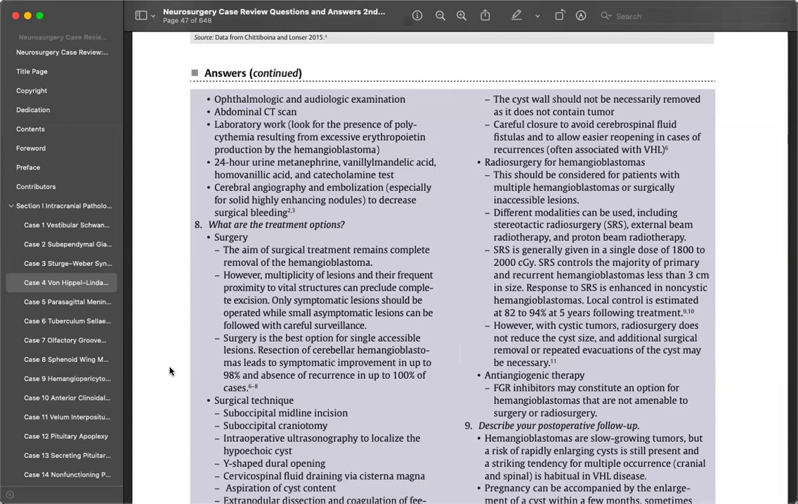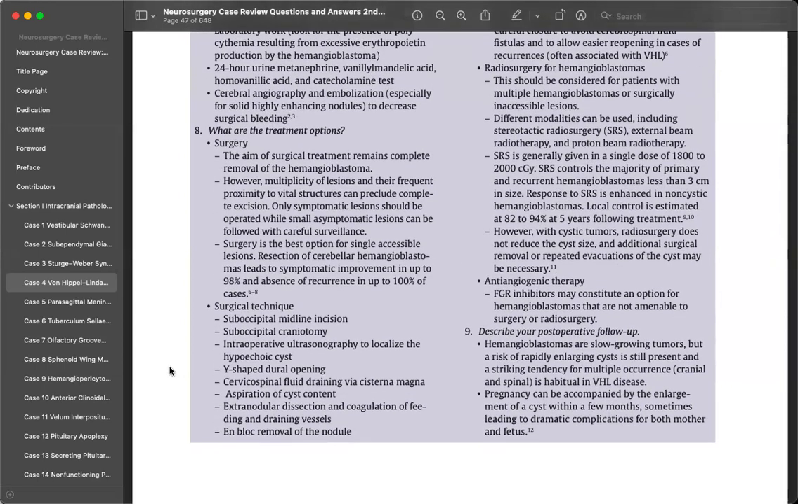All right. So the next is describe your post-operative follow-up. Hemangioblastomas are slow-growing tumors, but the cysts can rapidly enlarge, as we discussed earlier. And there's a striking tendency for multiple occurrence, especially in VHL patients. Pregnancy can be accompanied by a rapid enlargement of the cyst within a few months, sometimes leading to dramatic complications for both mother and fetus.